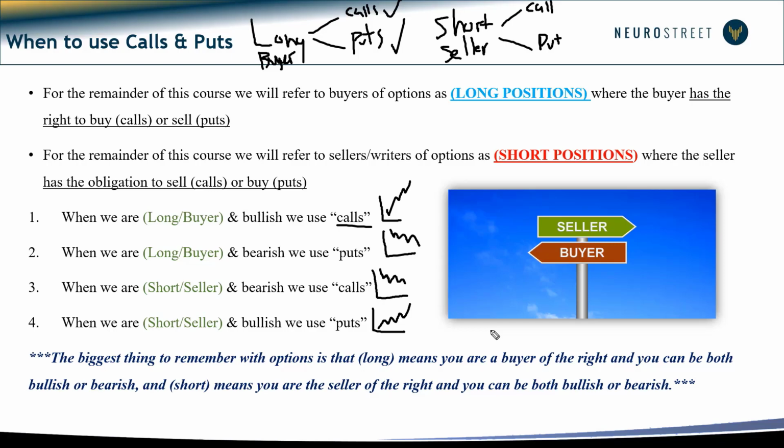And if you didn't understand this, please pause it, send an email, say, hey Sean, I was just watching the options video on when to use calls and puts. Can you help me out here? And I will gladly help you out. But I think I did a pretty good job explaining this, and visually, hopefully that helps you. Okay. So let's move on.